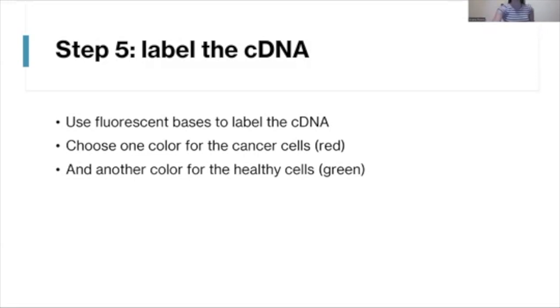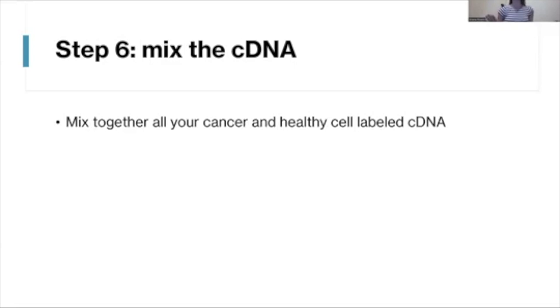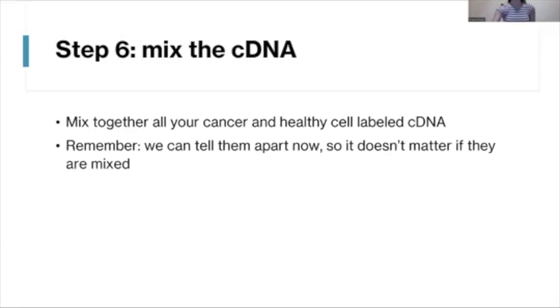All right, so now we have our cDNA labeled, so we're going to mix it all together. So we're going to take our cancer and our healthy cell cDNA, put it in the same vial. And remember that this isn't a big deal because we can tell them apart. If we were to scan, we'd be able to see which ones of those are cancer and which one of those are healthy. And that's why we're allowed to mix after we labeled them.